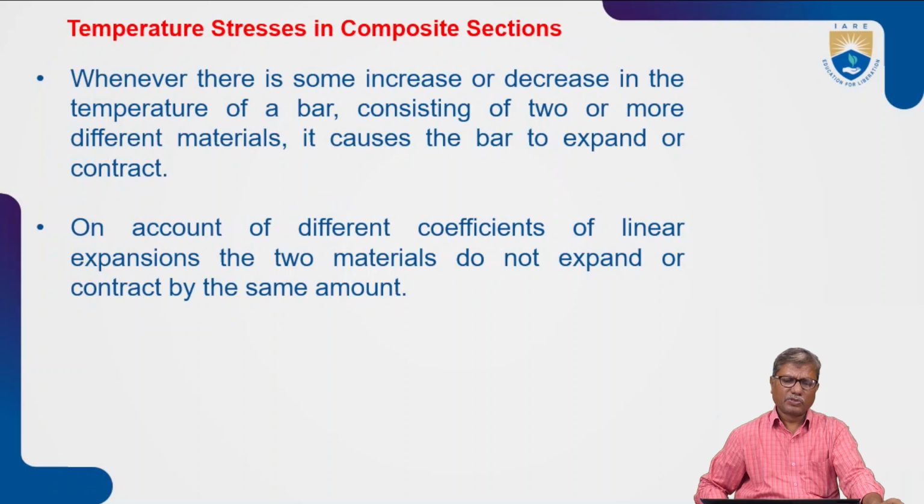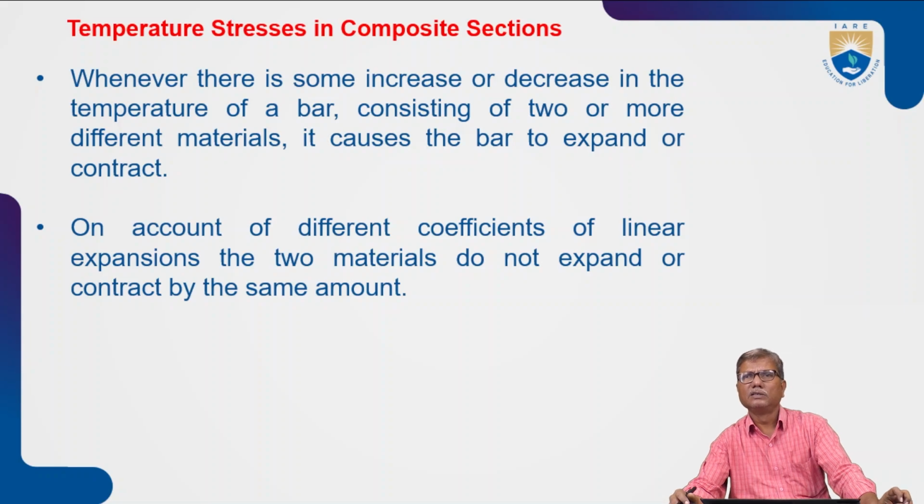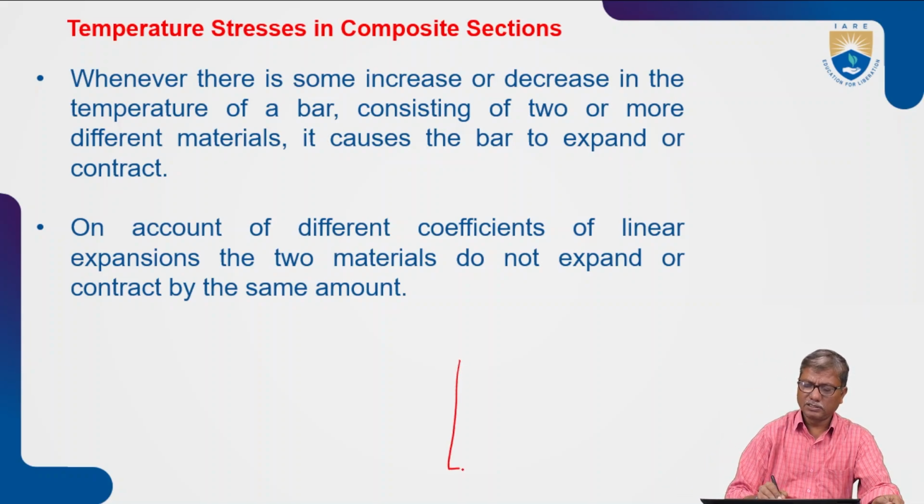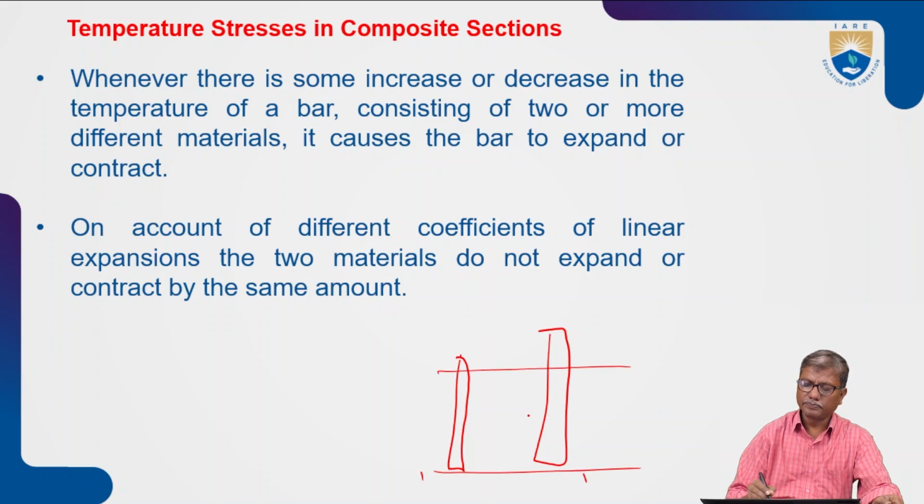Okay, so let us see the case of two different materials. A member made up of two different materials, when subjected to temperature rise, what happens? When they are not connected, they expand freely, there is no problem, and no stresses will be developed. The expansions will be different for different materials. For example, there is material 1 and material 2. The initial length be same for both.